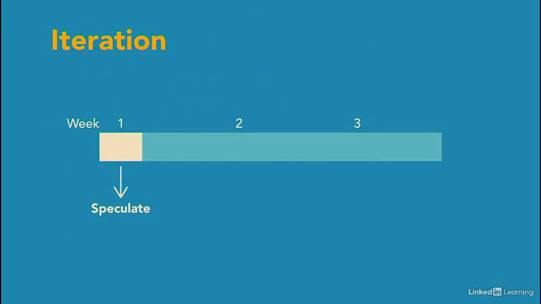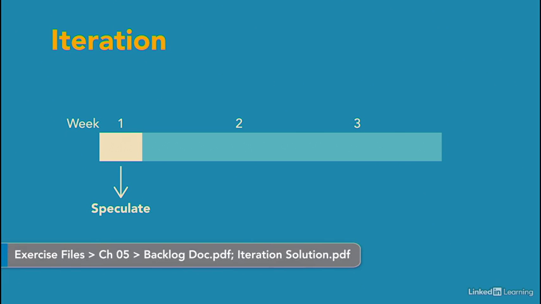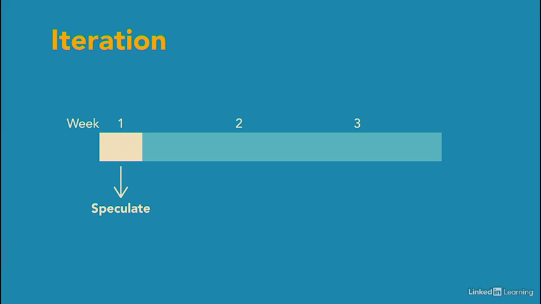The speculate stage doesn't take long. If your iterations are 3 weeks long, you might spend a couple of days in the speculate stage. You start each iteration by planning what will be done. For practice, use the backlog in the exercise files to build a plan for the next iteration.